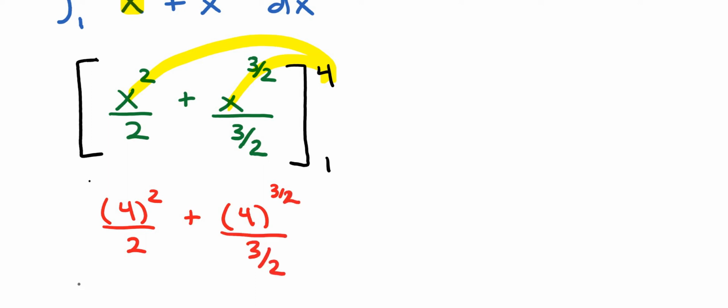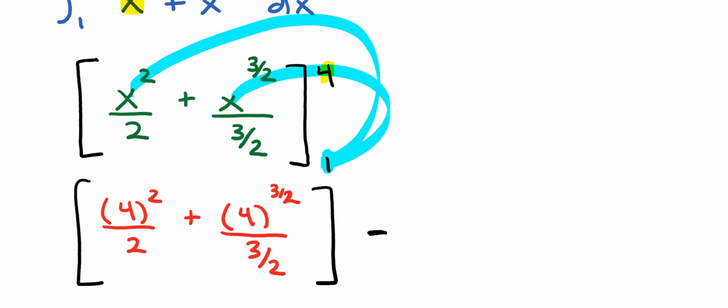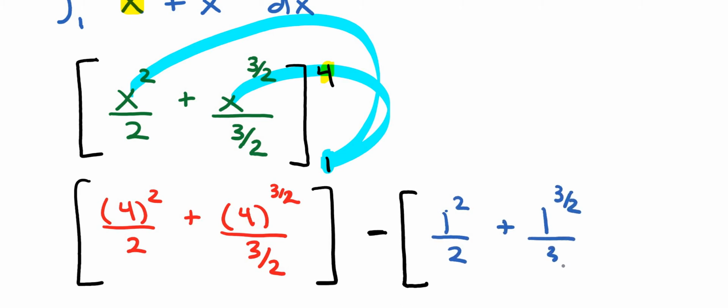And I'll put all that in a bracket. And then the fundamental theorem of calculus states that I need a minus sign. And after that, I will now evaluate the lower bound. So now the lower bound goes in for all the x's. And let's just set up another bracket for the lower bound here. So that's going to be 1 to the power of 2 divided by 2 plus 1 to the power of 3 over 2 divided by 3 over 2.